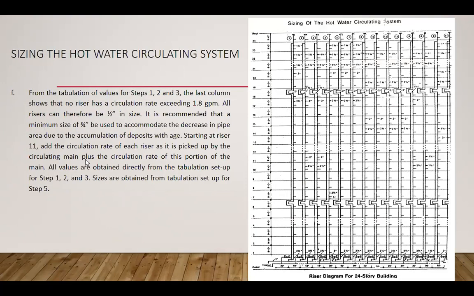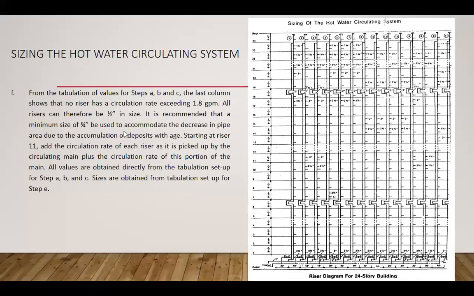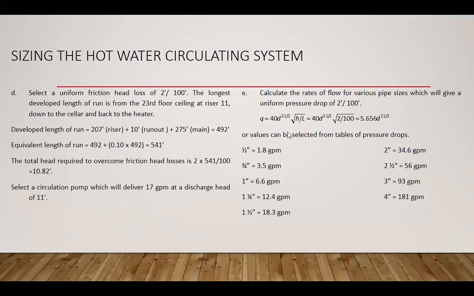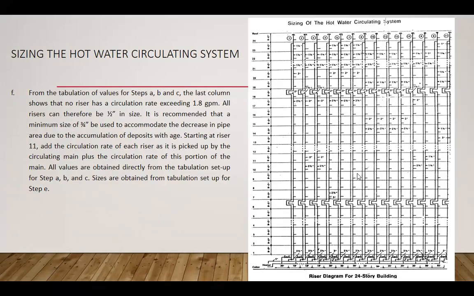Okay? So F, from the tabulations for steps A and B, this is the tabulation. The last column shows that no riser has a circulation rate exceeding 1.8 GPM. All risers can therefore be 1/2 inch in size. It is recommended that a minimum size of 3/4 be used to accommodate the decrease in pipe area due to accumulation of deposit with age. So, instead of 1/2, we make it 3/4.